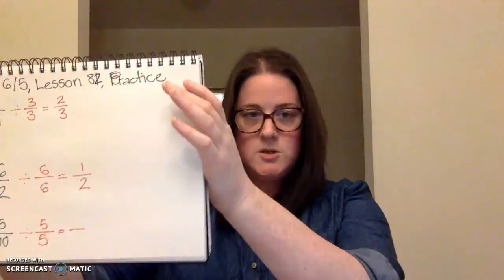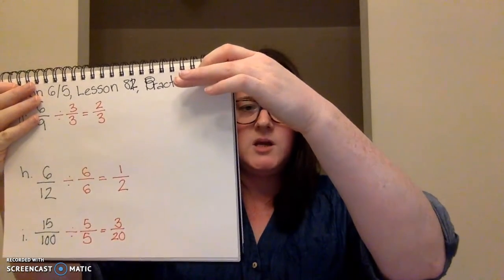And the fraction 15 over 100, my greatest common factor, which I figured out in problem C, is 5. So 15 divided by 5 is going to give me 3. 100 divided by 5 is going to give me 20. And I have the new fraction 3 over 20.